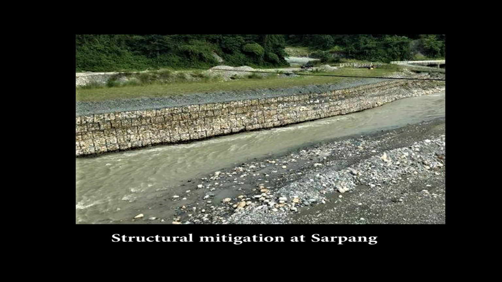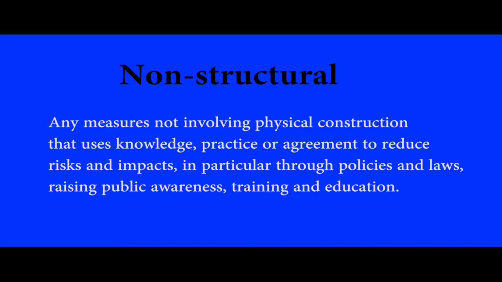That is called structural mitigation. Now, in non-structural mitigation, what happens? Here, any measures not involving physical construction that use knowledge, practice, or agreement to reduce risks and impacts, in particular through policies, through laws, raising public awareness, giving education to people, making people aware, giving some people training and education. These are called non-structural mitigation.